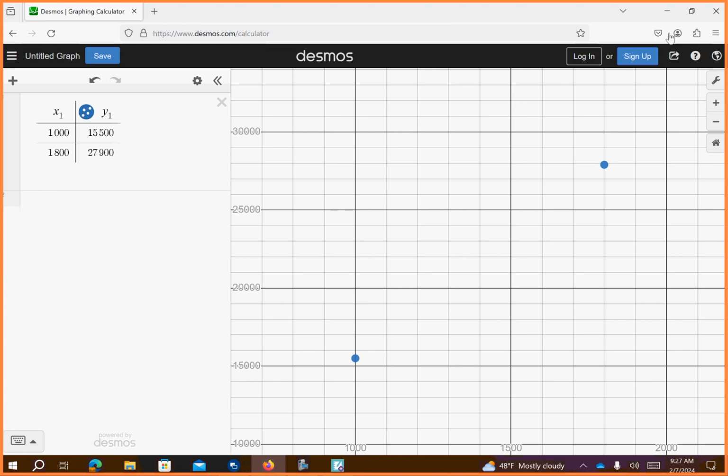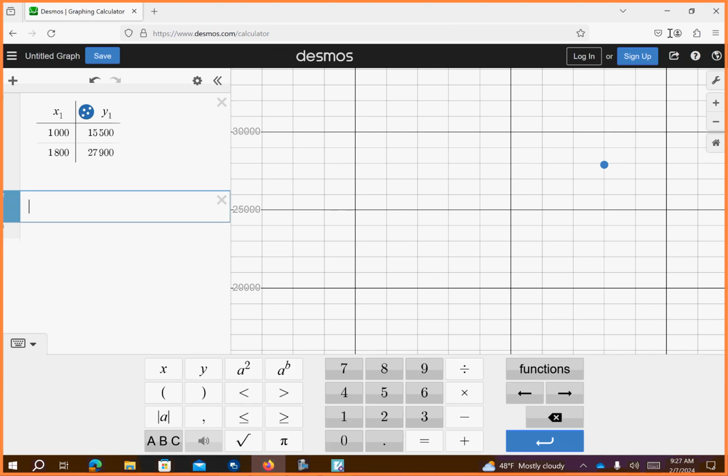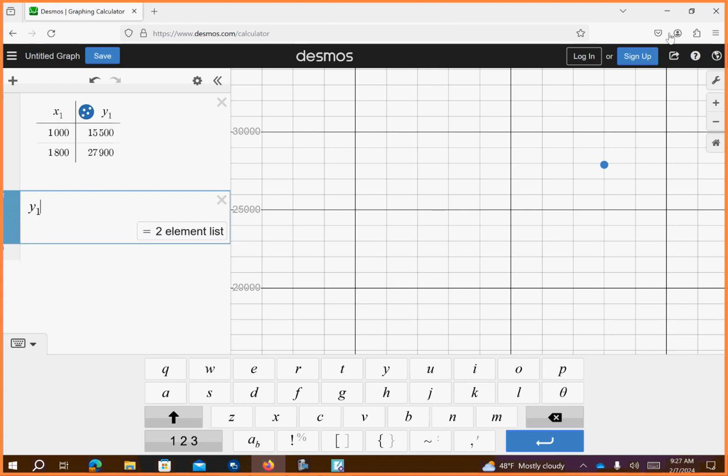By geometry standards, if we have exactly 2 points, we can find exactly one line that fits. Does anyone remember how to do a line of best fit on Desmos? Using y equals mx plus b, but what should I use in place of y equals mx plus b? Anyone recall? It's y sub 1. Rather than the equal sign, what should I use? Squiggly. It's called tilde. It's on the alpha down here at the bottom.